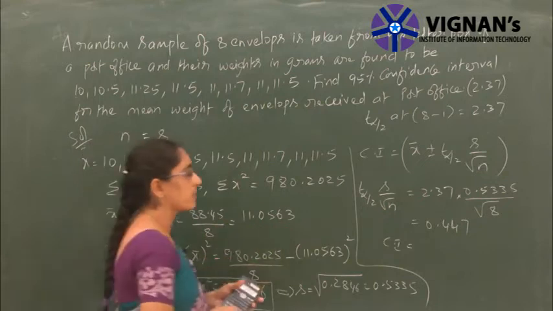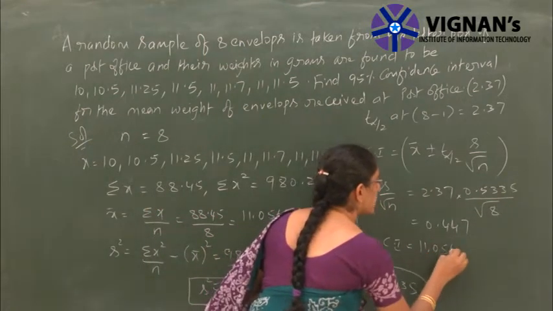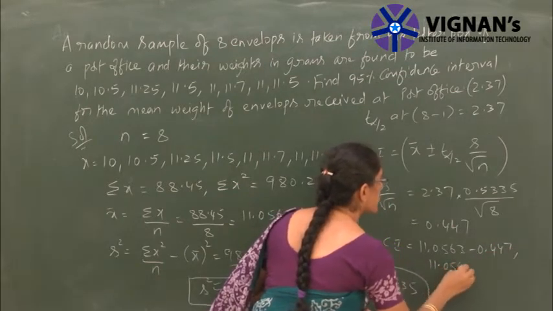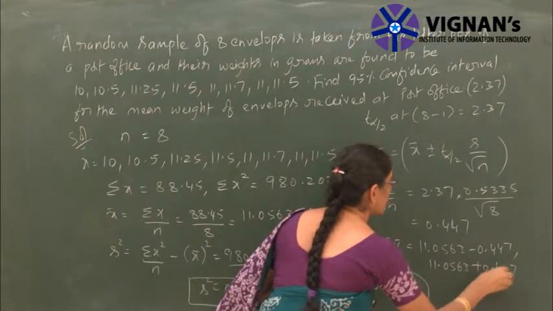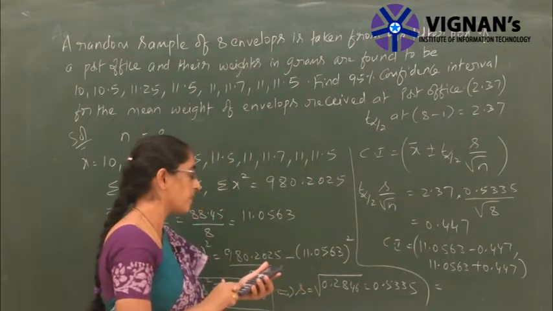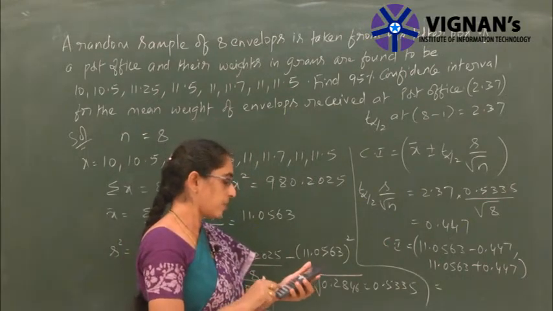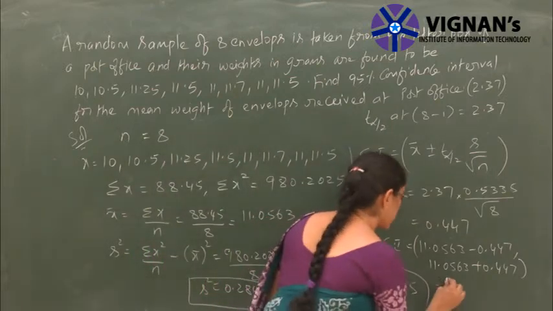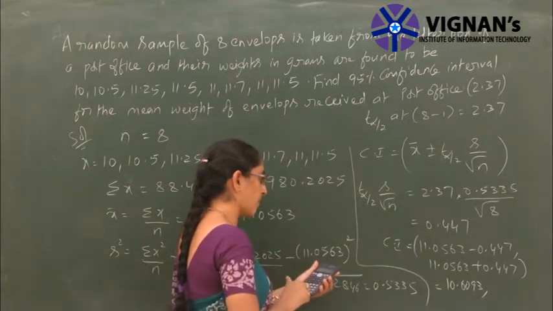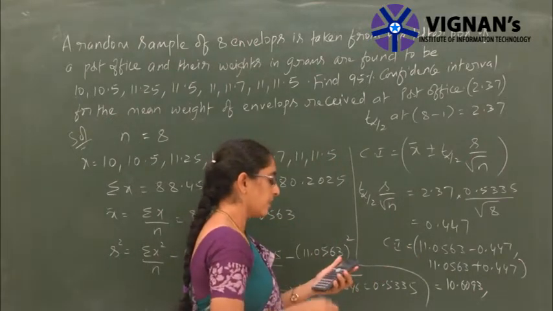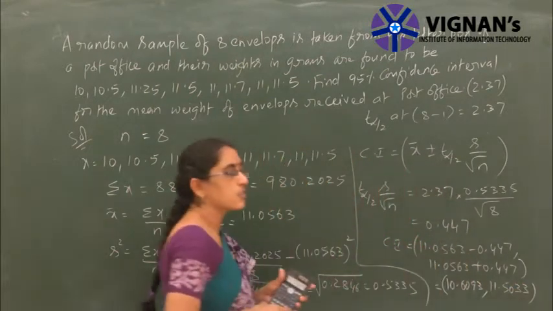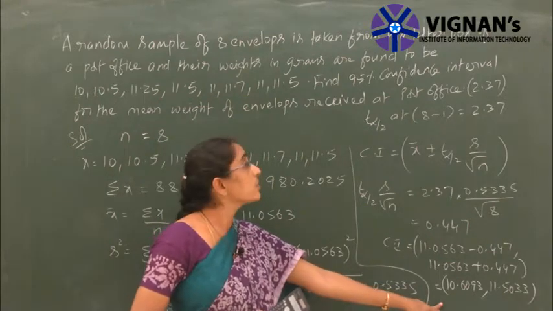X bar is here 11.0563. So 11.0563 minus 0.447, comma, 11.0563 plus 0.447. Now simplify this. 11.0563 minus 0.447 is 10.6093 and 11.0563 plus 0.447 is 11.5033. So this is the confidence interval for the envelopes here.